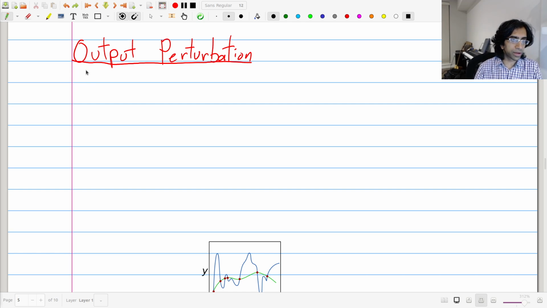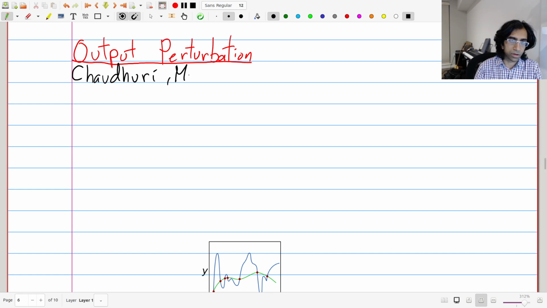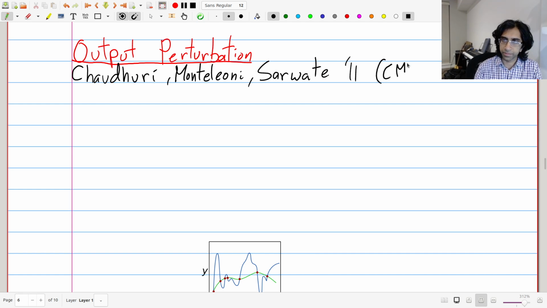So this was introduced by a few different folks at roughly the same time, but the perspective that we'll take today is the one of Chaudhuri, Monteleone, and Sarwate in a paper in 2011. So we'll call this CMS 11.